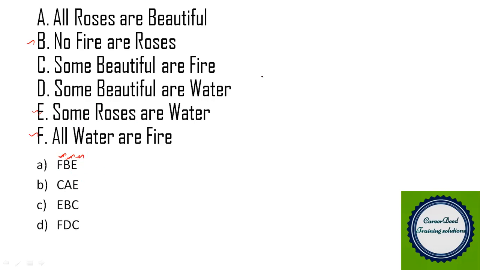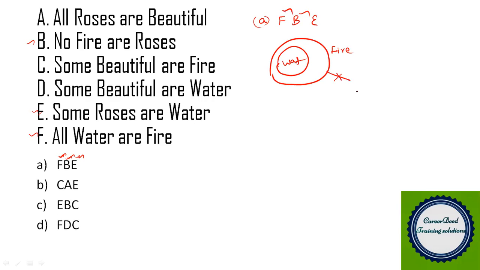See, if you take option A, in option A you have F, B, E. So F is the first statement, B is the second statement, and E is the conclusion. So you have to find which of the following options logically follows. See, what is F? All water are fire. See, all water are inside fire. So this is the first statement. And next, you have B. No fire are roses. There is no relationship between fire and roses as per the second statement.